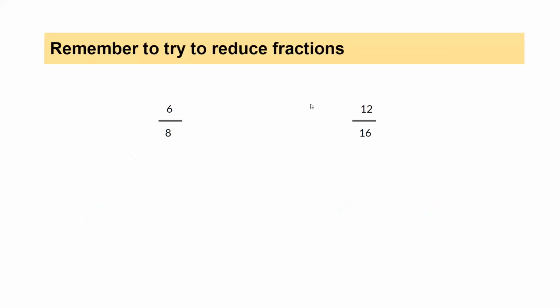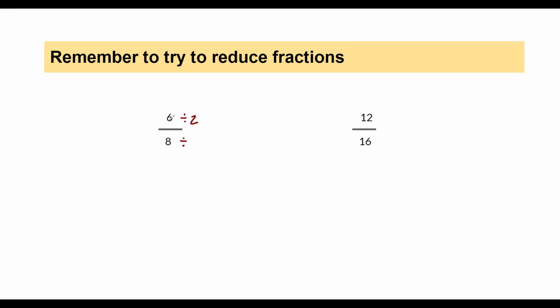Remember to try to reduce fractions. Fractions have what's called a lowest form, and we want to make sure that we find that lowest form. Here's some examples. 6/8 is not the lowest form of this fraction because both the top and the bottom can be divided by 2. 6 divided by 2 is 3. 8 divided by 2 is 4. That 6/8 is equivalent to 3/4, but 3/4 is a much better answer. That is the lowest form of that fraction.